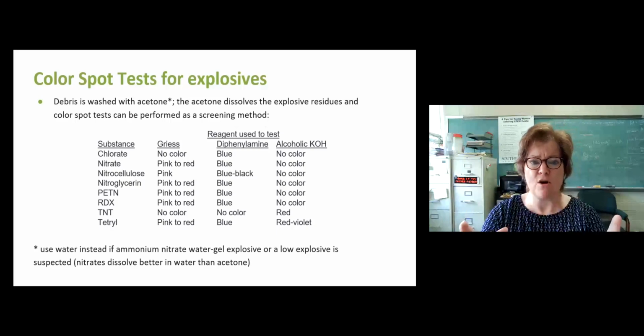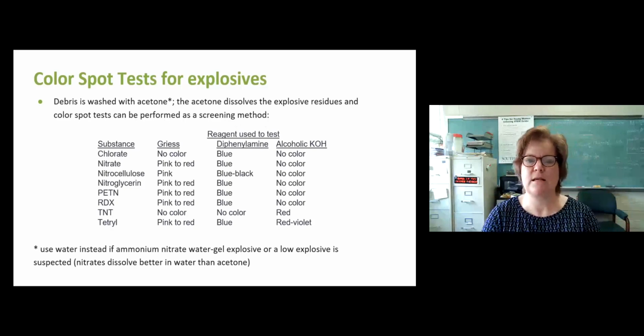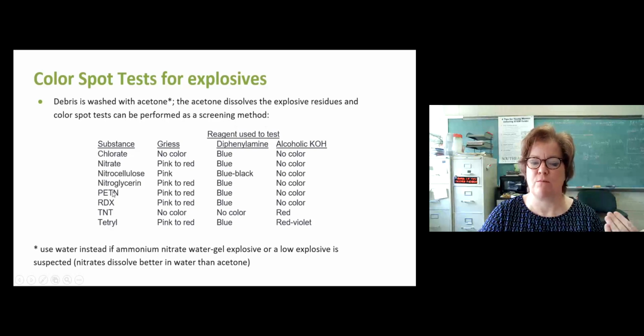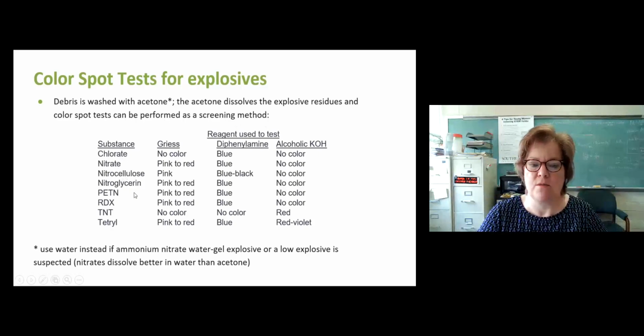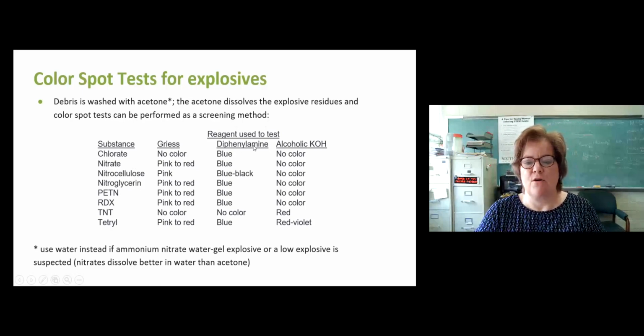Okay, so these are the color spot tests. These are things that can be done fairly in the field. They're not quite field tests, but ones to try to determine which type of explosive it might be. So here's a variety of different common explosives. We see our PETN, our RDX, our TNT. Here's some nitrates we see a lot in guns, gunpowder. Nitrocellulose, nitroglycerin, chlorate is another one. And there are 3 different tests.